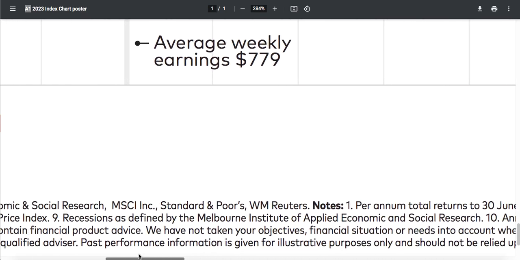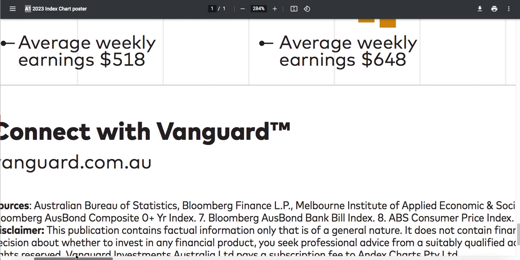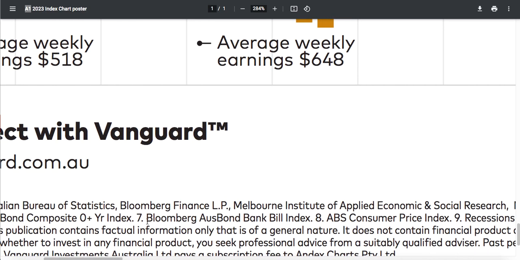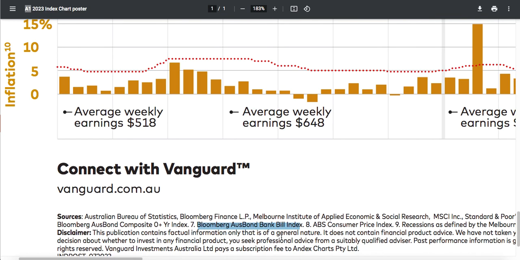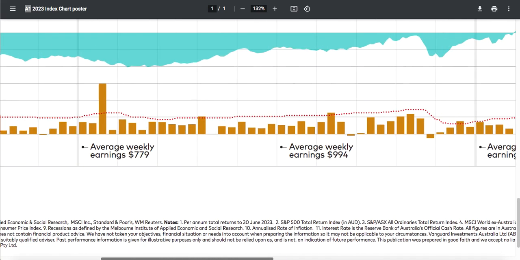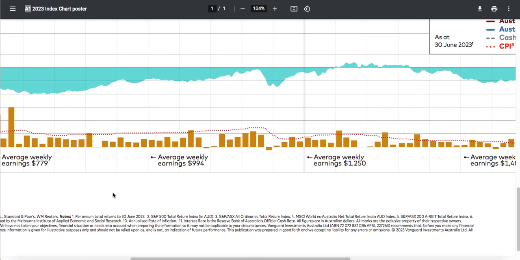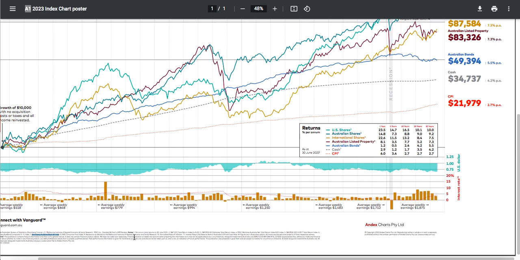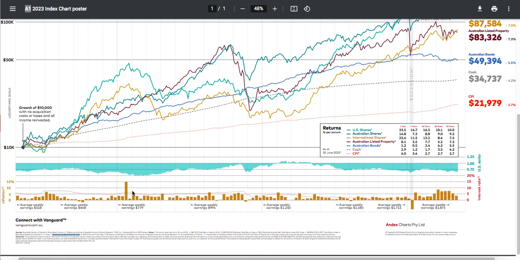So I'm pretty sure it shows for the bonds, they are looking at, there we go, perfect, Bloomberg Australian Bank Bill Index. So it just shows you all the different indexes it's tracking. And again, very easy items to jump onto Google or jump onto Yahoo Finance, any of these sort of items, and just see, okay, what are these items tracking? What do they do? Etc, etc.